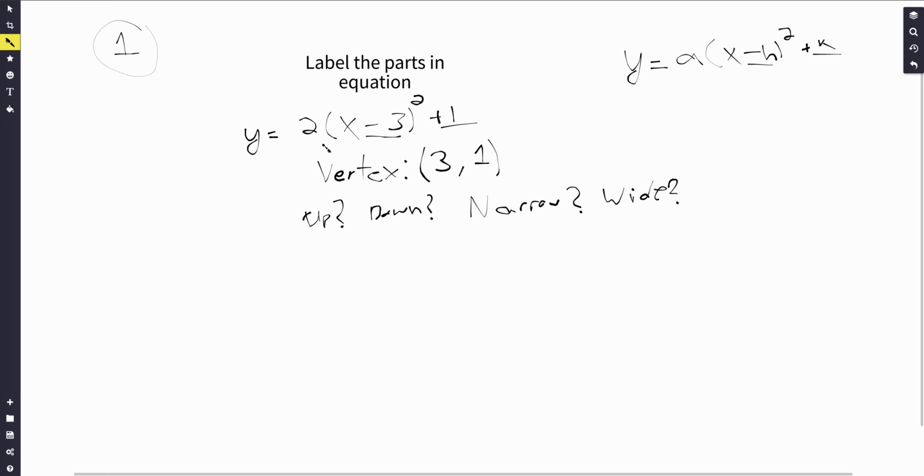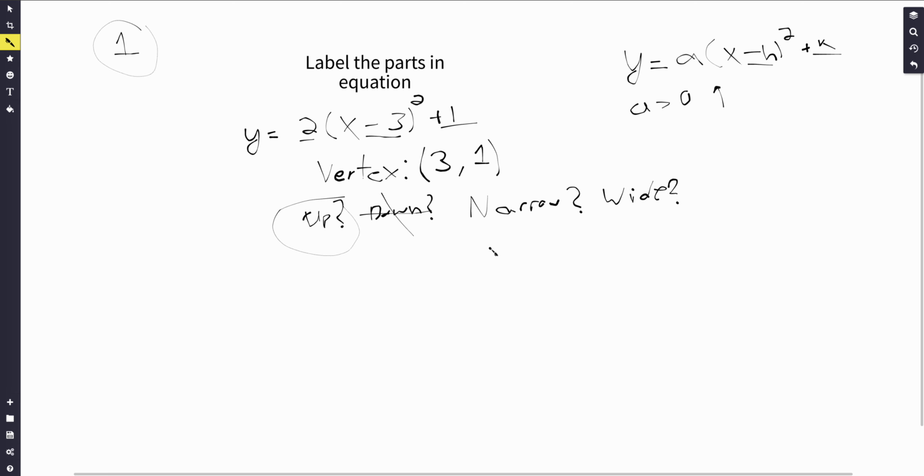And now let's find if it opens up, down, narrow, or wide. So we see there's an a value of 2. If we remember our requirements, if a is greater than 0, then it opens up. So is 2 greater than 0? Yeah, so it opens up. And if a was less than 0, then it opens down. But 2 is definitely greater than 0. We already established that, so we can eliminate this answer.